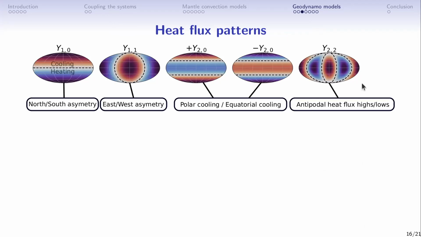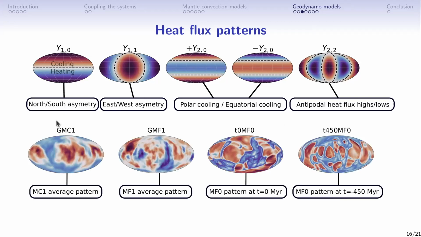So here are the large scale heat flux patterns that we apply at the top of the core. In red, the heat flux is positive and the core is cooled. In blue, the heat flux is negative and the core is heated. So Y10 is a north-south asymmetry in the heat flux. Y11 is an east-west asymmetry. Plus Y20 is a polar cooling. Minus Y20 is an equatorial cooling of the core. And Y22 is two antipodal heat flux highs surrounded by two antipodal heat flux lows.